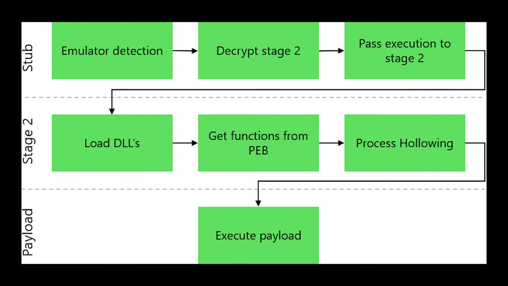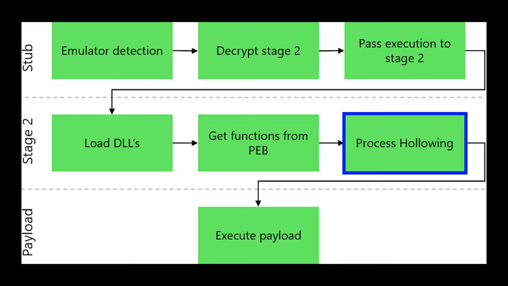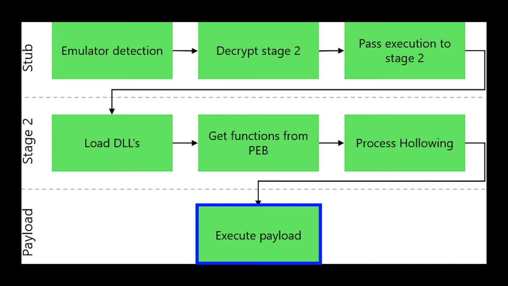Let's take a look at the execution flow of the packer step that we are going to deal with. It has three stages. The first starts with an emulation detection. Then it continues to decrypt the next stage. The second stage performs RunPE injection, also known as process hollowing. The third stage is the actual payload.